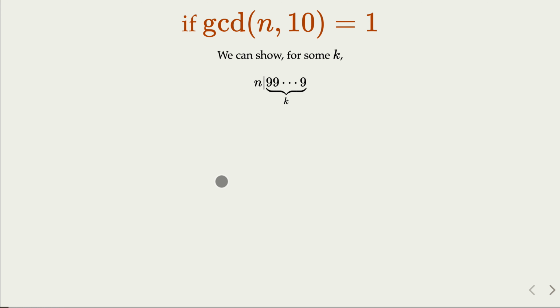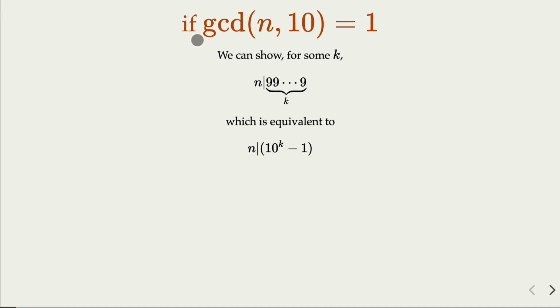Now notice that all periodic decimals can be expressed as some number over a bunch of 9s, right? So if n is relatively prime to 10, we want to show that n is a factor of some number that's a bunch of 9s, or 10 to the k minus 1. We need to prove both directions, since it's if and only if. Let's start from here.